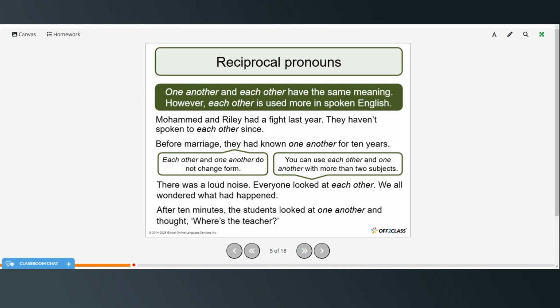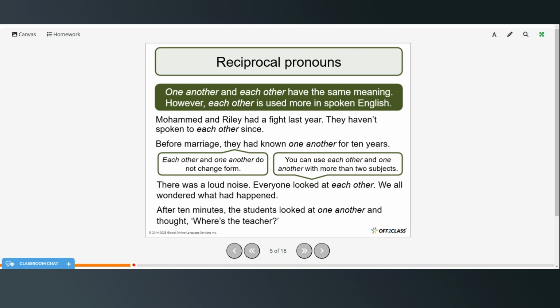So one another and each other have the same meaning. However, each other is used more in spoken English. So Mohammed and Riley had a fight last year. They haven't spoken to each other since. Before marriage, they had known one another for 10 years. So each other and one another do not change form. You can use each other and one another with more than two subjects.